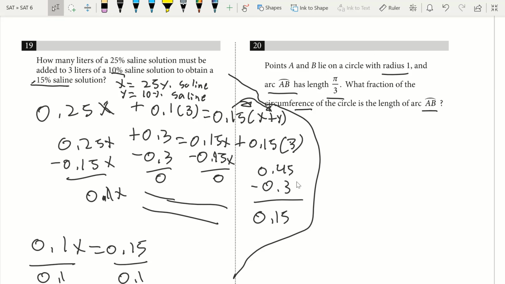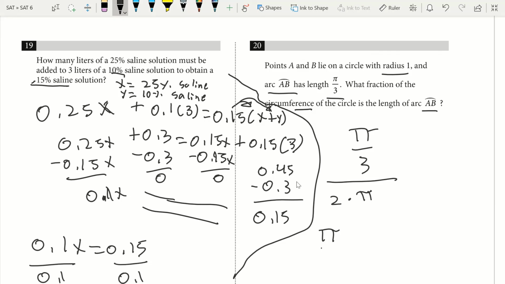Alright, well we know arc AB has a length of pi over 3. So we know that that has to get divided by our total circumference. Well, we know our radius is 1, and we know that our equation for circumference is 2 times our radius times pi. Our radius is 1, so we'll just have 2 pi. So now we are dividing, right? And we know that 2 pi can be written as 2 pi over 1.